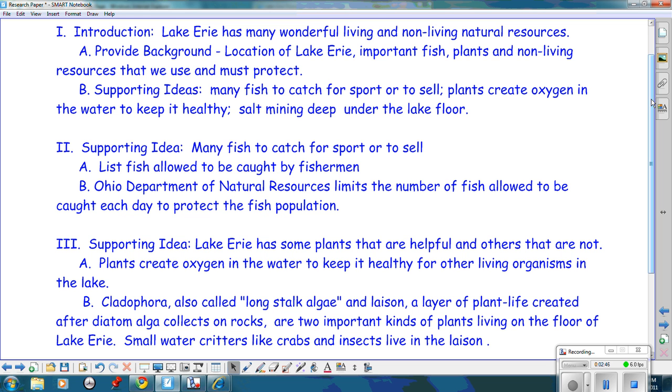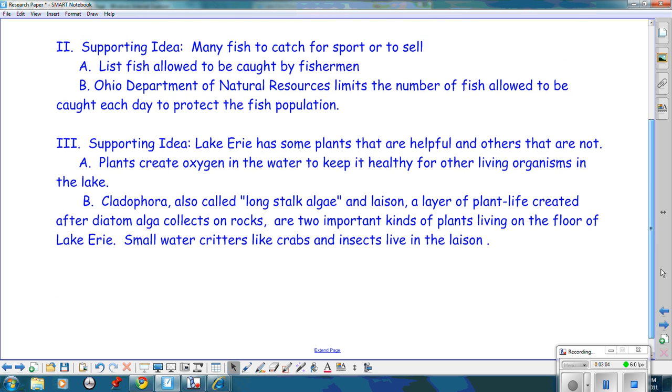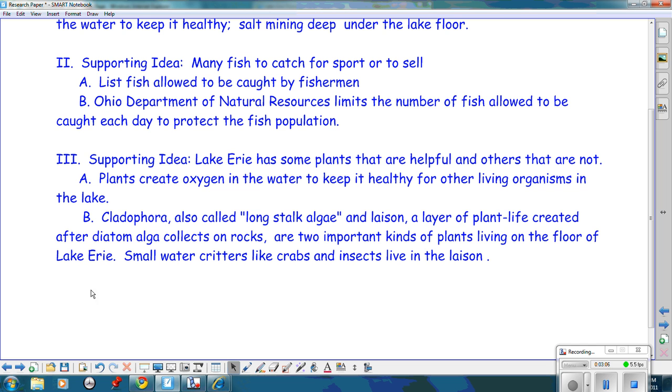So I took each of those 3 ideas, and I made a big category for those. The supporting idea about many fish to catch for sport or to sell. Lake Erie has some plants that are helpful and others that are not. And then I didn't put the last one in here, but then the other supporting idea would be about salt mining as a resource from the lake. And then I would come up with 2 details to support that.